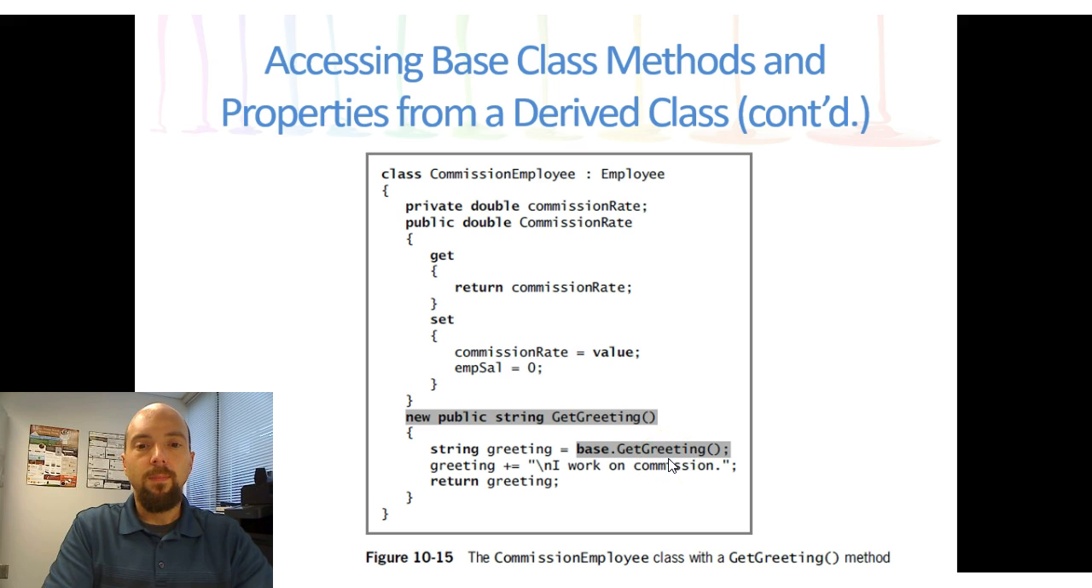And so what it'll do is it'll turn around, go back to the base and say, hey, what is get greeting? And then it sends get greeting back to here and puts it into this value. And then what it does is it will say whatever is in the base, which is I'm employee number such and such, and then it will add it to I work on commission, and then it returns the greeting. So what we're doing is we're allowing the system to go back to the base, and look at what the base was doing, and then from there we can actually add on to whatever the base method was doing.